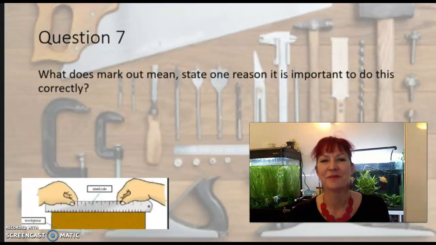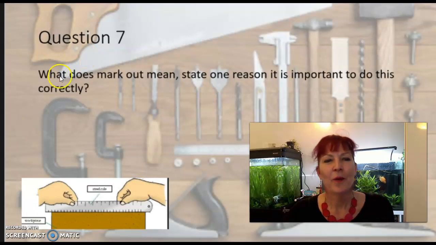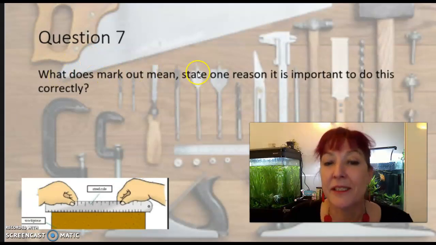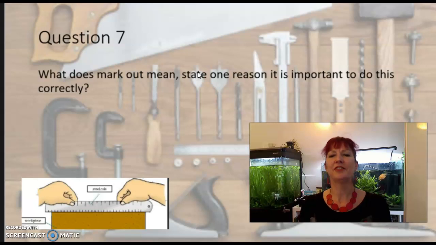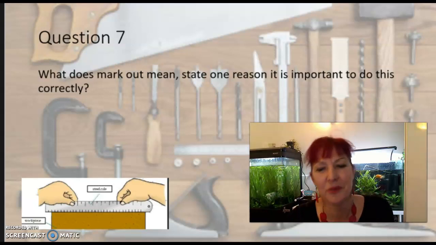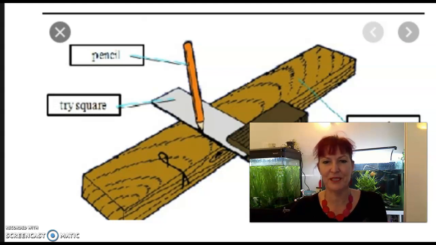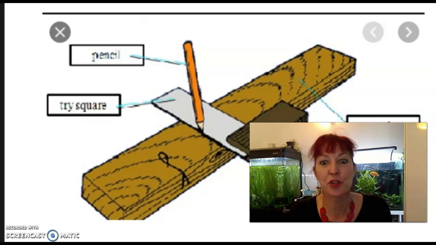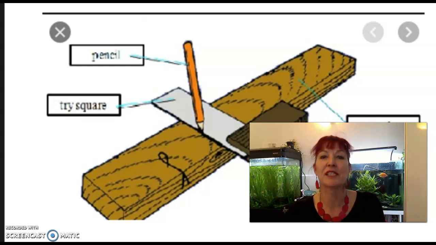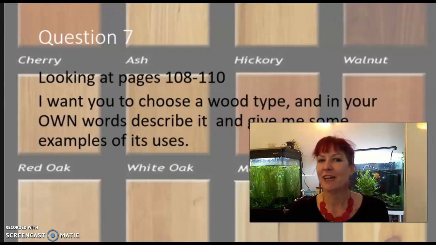Next question. Number 7. What does marked out mean? State 1 reason it is important to do this correctly. I'm hoping you all know this one. Oh, that reminds me. Anybody know what that piece is? That metal and wooden piece? A square. Always makes me think of Dave the carpenter. And Dave says hello. I've spoken to him a few times. He's doing well.